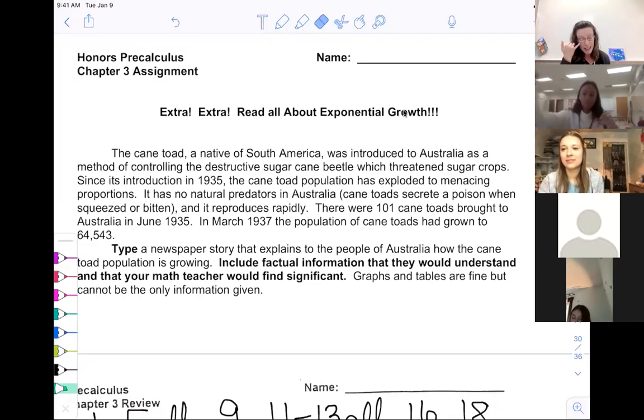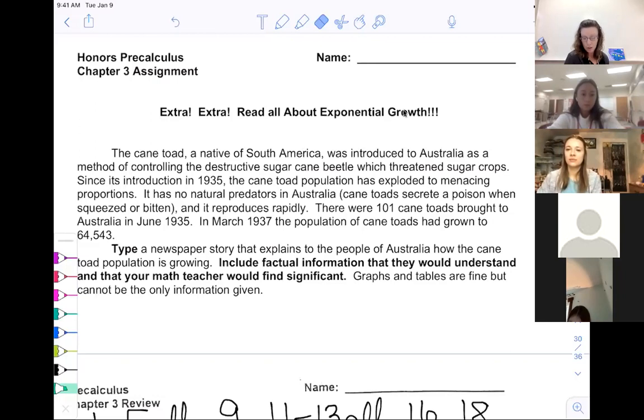But anyway, so the cane toad was created to eat these beetles. So think of different bugs that have been brought here, or spiders that have been brought here to kill other insects. So this is that same thing. The toad, though, has no natural predators, so nothing will eat it, and it secretes a poison when it's squeezed or bitten. They reproduce rapidly.